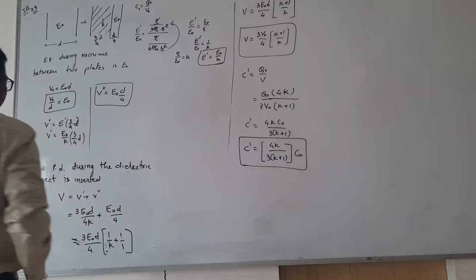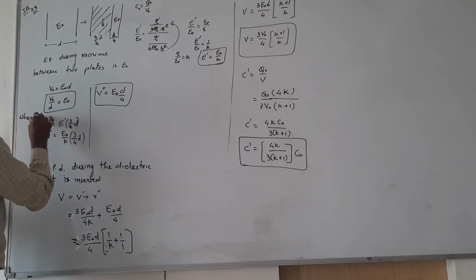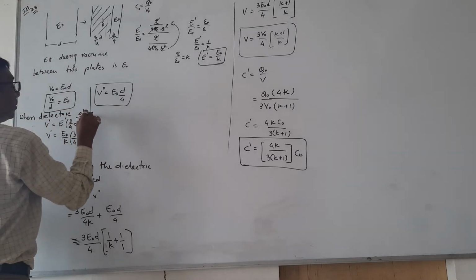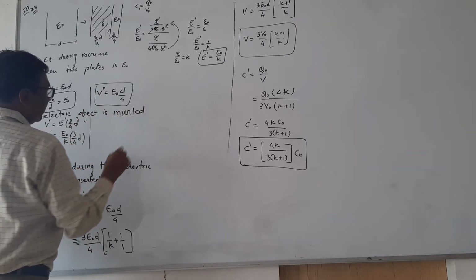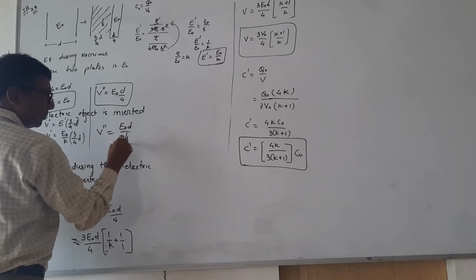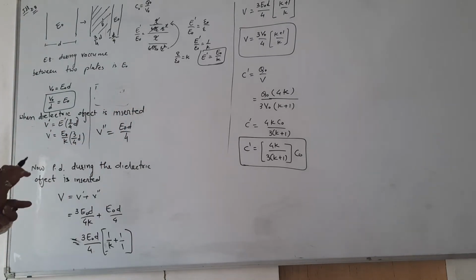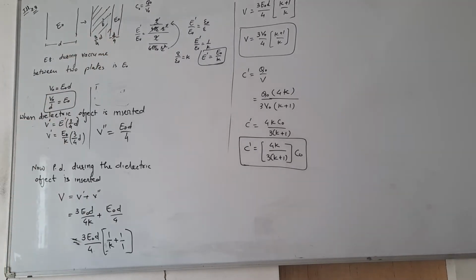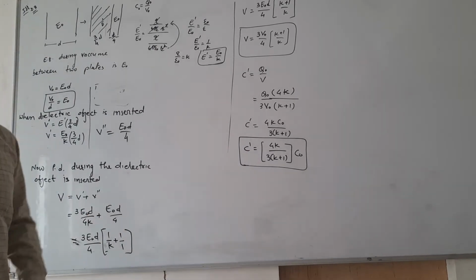Now when the dielectric object is inserted, V dash and V double dash: V dash for this area and V double dash for the rest of the area. So the total potential difference is V dash plus V double dash.